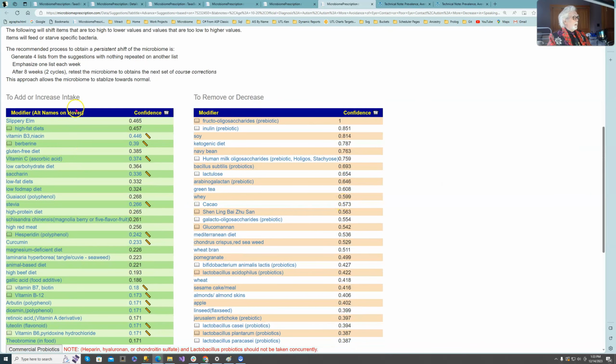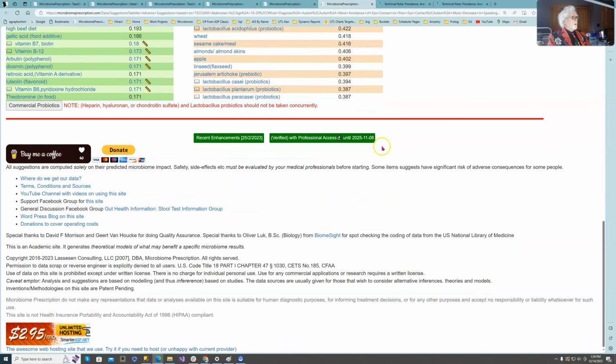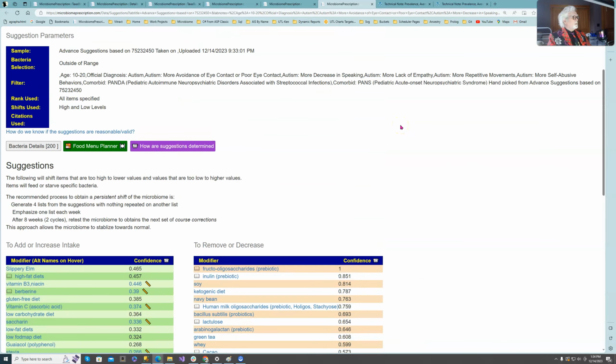And down below we have the things they should be taking and things they should not be taking. For example, inulin is not suggested, cacao is, other things are. High protein, red meat diet, etc. All those are likely to cause the bacteria shifts or patterns to move the person away from the symptoms they have, not towards a normal microbiome, but away from the bacteria associated with the symptoms. And that's basically it. It's a pretty straightforward process.